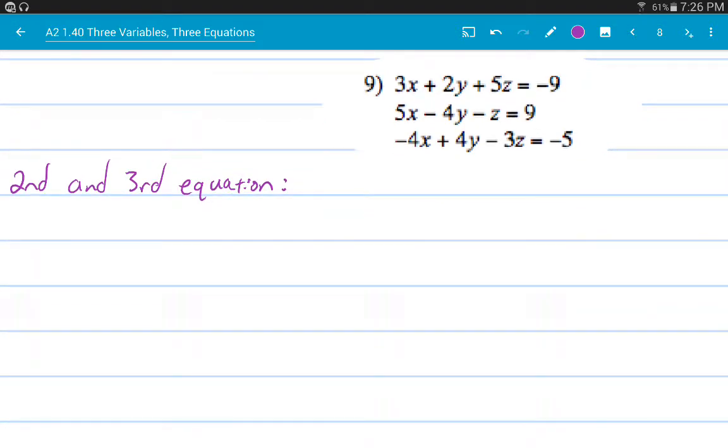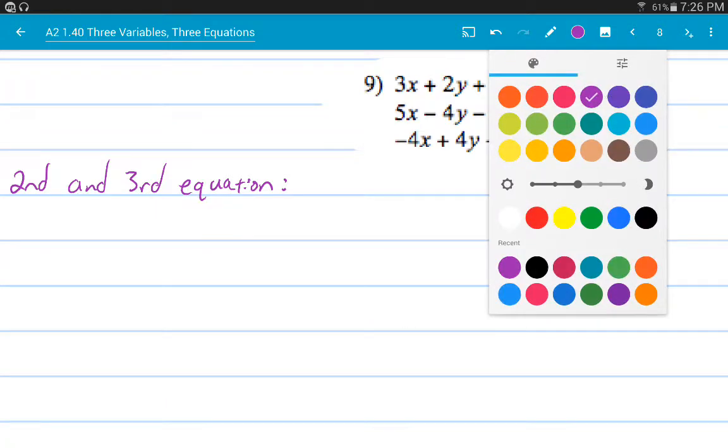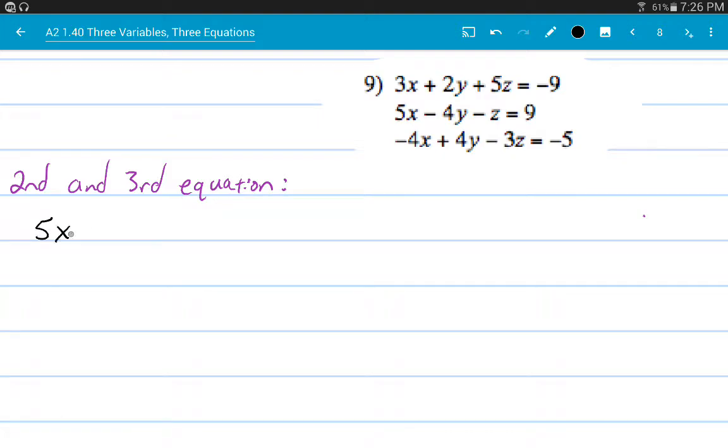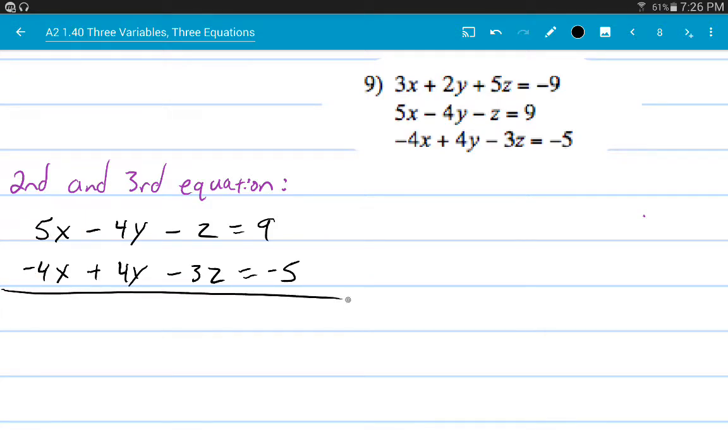Now, if you already know what I'm going to do, pause here and do it yourself, and then I'll catch up when you unpause it. Okay. Now, I'm going to add these equations together. And when I do so, the y's are going to cancel each other out.